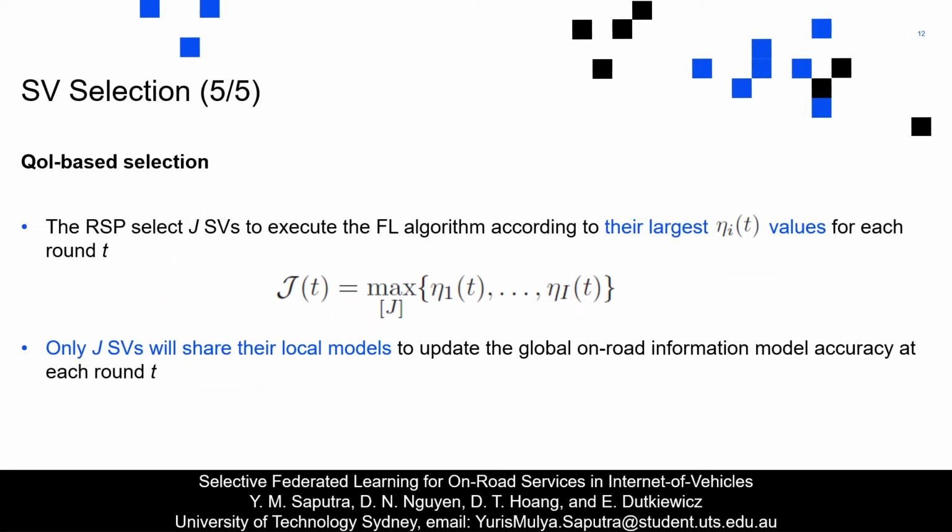After the RSP obtains all of the quality of information metrics from the I SVs, the RSP can further select J SVs to implement the federated learning algorithm according to the largest eta values for each learning round. So we can find the J number of SVs with the largest eta values, the largest quality of information, and then only these J SVs can share the local models to update the global on-road information at each learning round. In this case, we may have a different set of J SVs at each learning round.